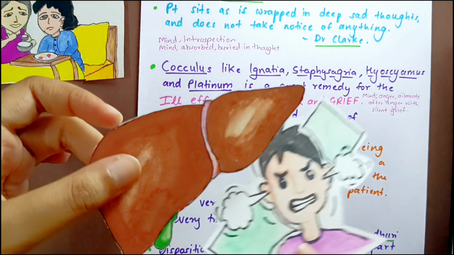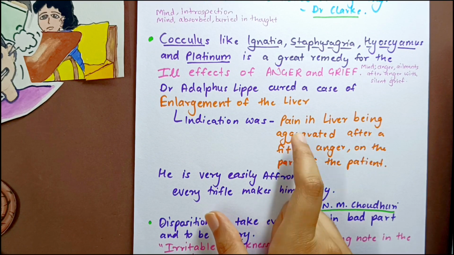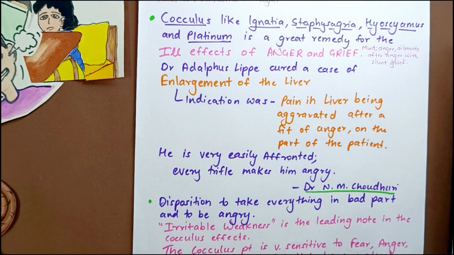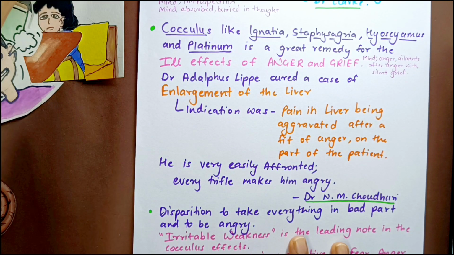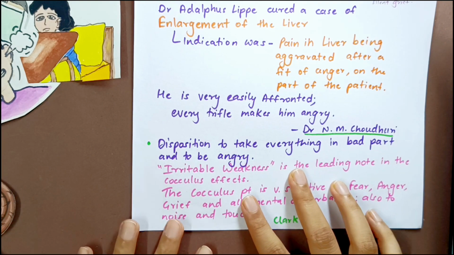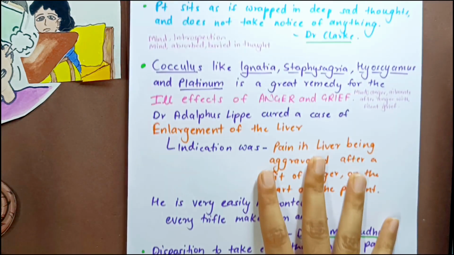Then you see that Cocculus has ill effects of anger and grief also, especially the liver getting affected because of the anger. This is an indication you have to remember. Every trifle will make them angry, and they will take everything in bad part and be angry about everything. Irritable weakness is also there. He's very sensitive to everything. All right, that's what we learnt about Cocculus in the mind.